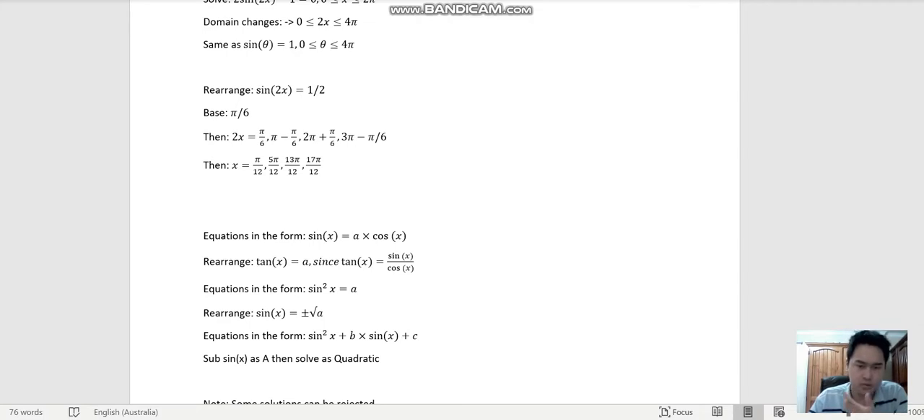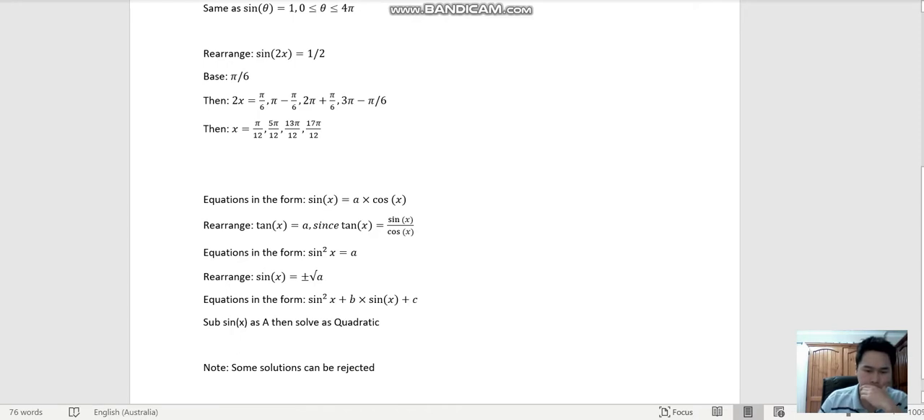And for an equation in the form of sine squared x plus b multiplied by sine x plus c, you can substitute sine of x as a or whatever constant, and solve it as a quadratic. Please note that some solutions can be rejected. Since sine and cos can only lie between -1 and 1, if you have anything greater, then you have to automatically reject that solution.